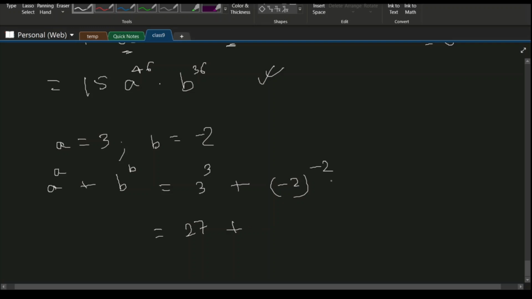And here, since we see a negative power, let's use this particular law: a to the power minus n becomes 1 by a to the power n. We do the reciprocal, so we will write it as 1 by -2 and the power turns positive. So instead of the -2 power, now we can write 2 power here.